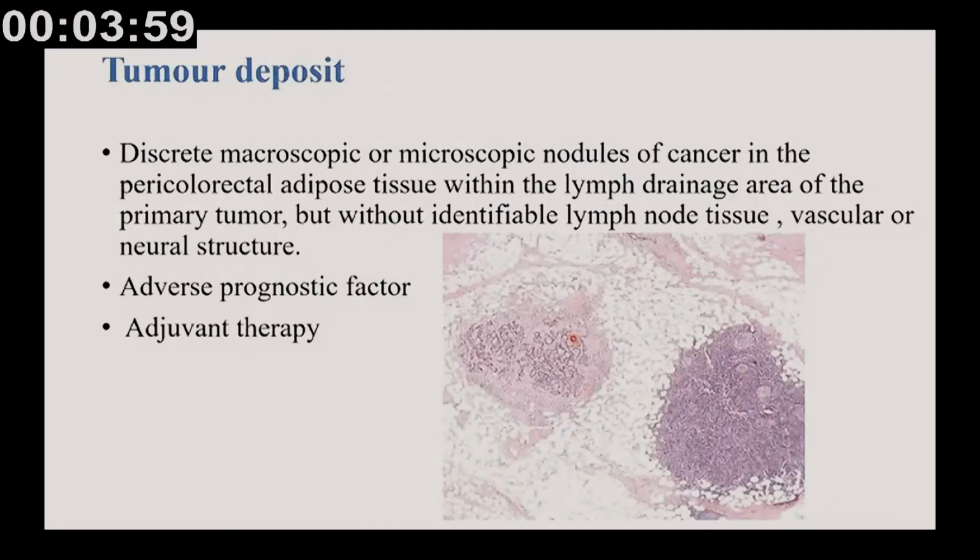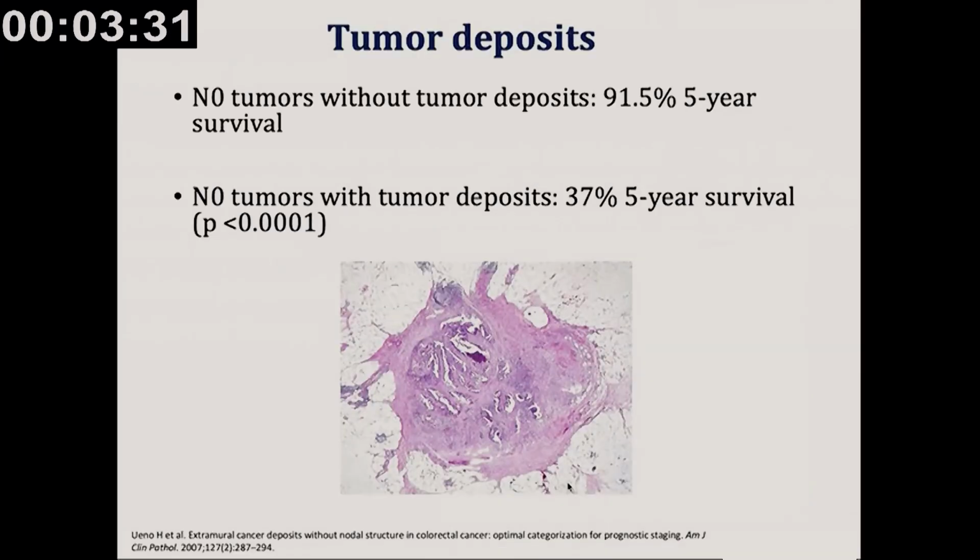Tumor deposit. A tumor deposit is a discrete macroscopic or microscopic nodule of cancer in the pericolic adipose tissue within the lymph drainage area of the primary tumor, but without identifiable lymph node, vascular or neural structure. It is an adverse prognostic factor and needs adjuvant therapy. The important thing is that it is a round nodule, but there is no lymphoid cell. So it looks like a lymph node.